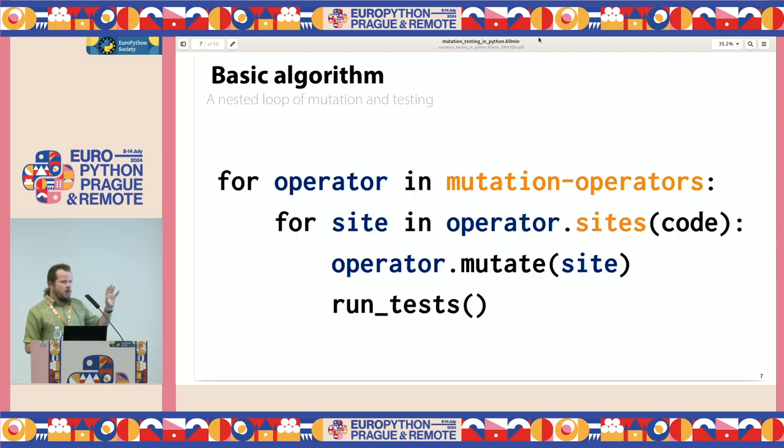Okay, the core algorithm, so to speak, is something like this. For every operator in our mutation operators, so every class of change I could make, then for every site in my code where one of those operators could make a change, we make that change and run the tests. I should add a line here, which is undo the mutation after running the test, because, of course, you don't want to aggregate a bunch of mutations as you go.